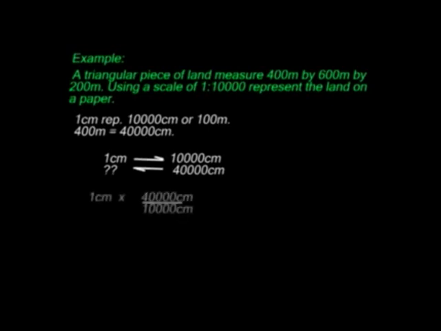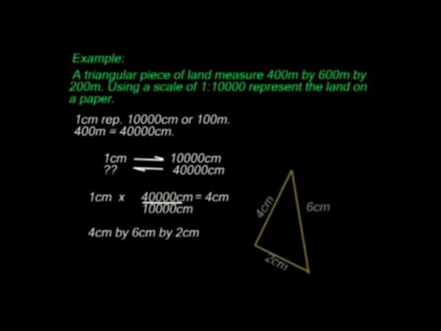So I have 1 centimeter times 40,000 centimeters over 10,000 centimeters. Cancelling out, I get 4 centimeters. So this side shall be 4 centimeters on my screen. Now if you do the same with the rest, we shall have 6 centimeters and 2 centimeters, so that we can draw our triangle like this.